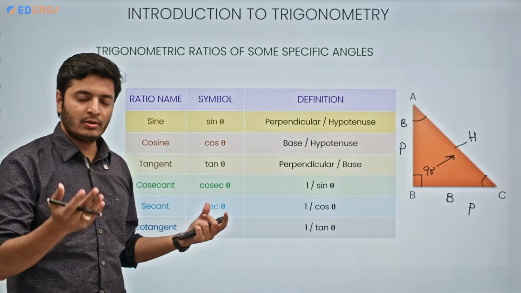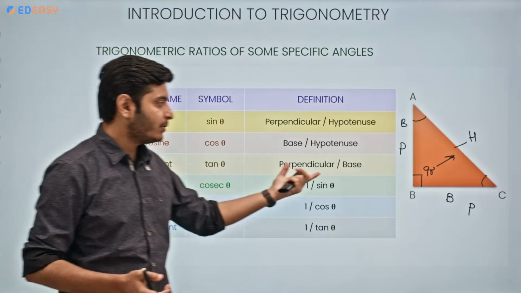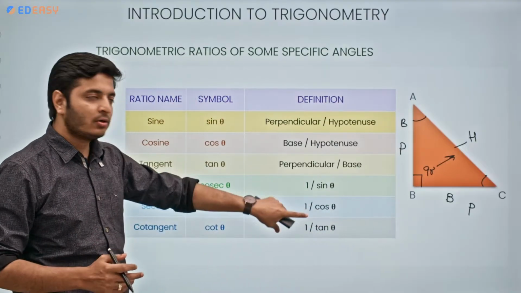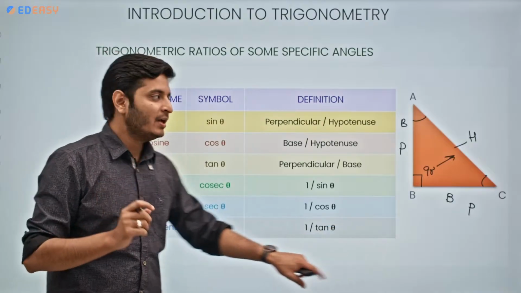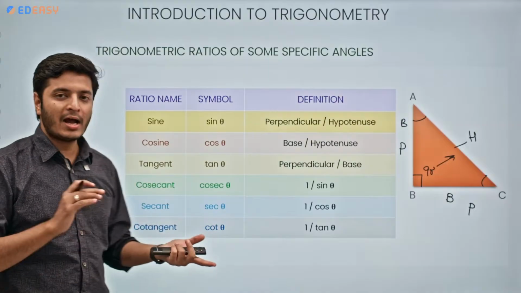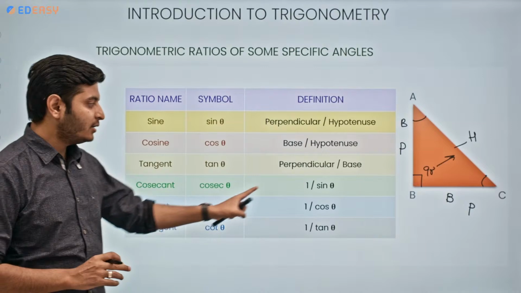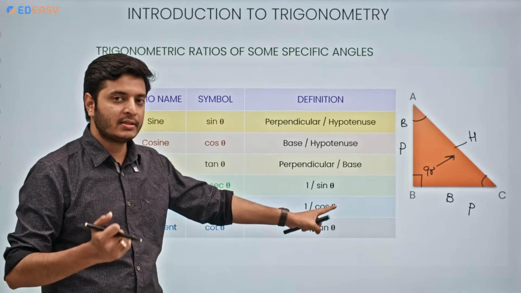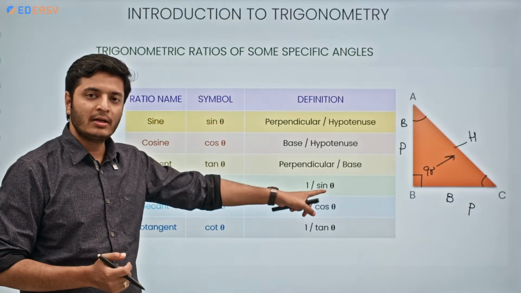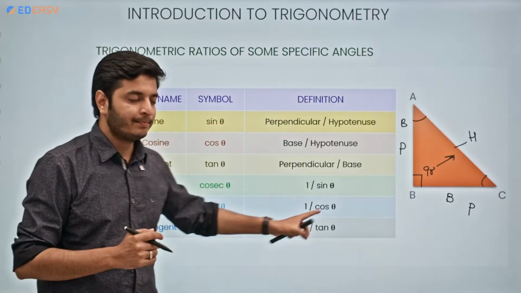Tan, this is short form. Full is tangent. Tangent is perpendicular by base. Then cosecant is nothing but the reciprocal of sine. As I told you in the last session, there are three primary trigonometric ratios. The other three are nothing but the reciprocals of the primary ratios. So cosecant is reciprocal of sine, 1 by sine. So if sine theta is perpendicular by hypotenuse, then 1 by sine would be what? Hypotenuse by perpendicular. So cosecant theta is hypotenuse by perpendicular.